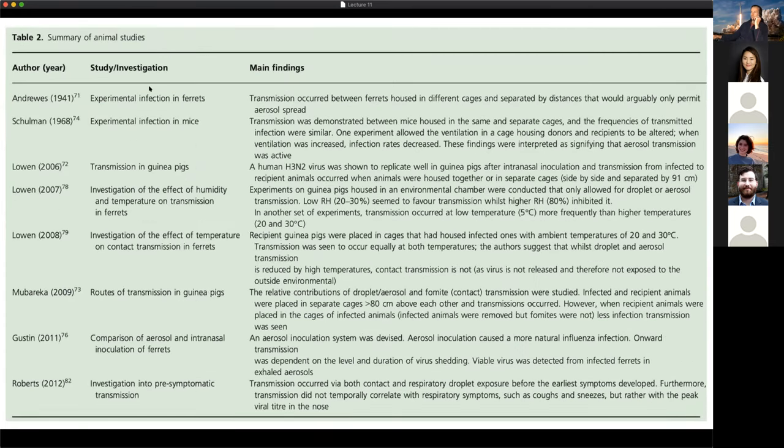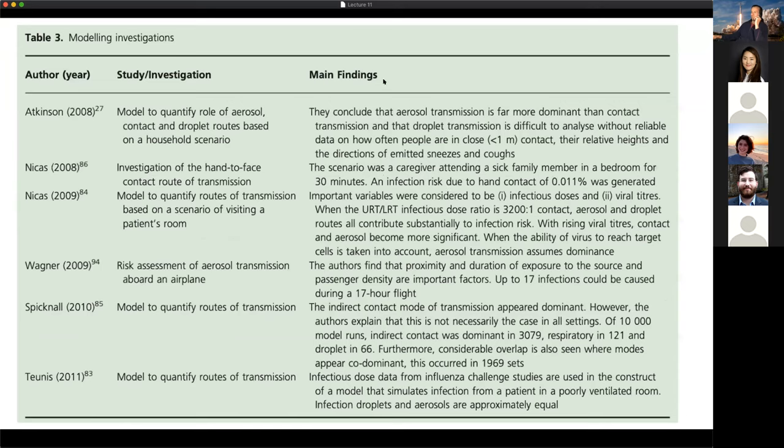Here was a summary of animal studies. This is basically to not necessarily look at prevention, but look at specific routes of infection. And you can do it here quite well because the model systems are well-established, and for influenza, it's ferrets. So they've tried to look to see if it was aerosol versus particles versus contact. And basically, depending on the experiment, all of these routes play a role.